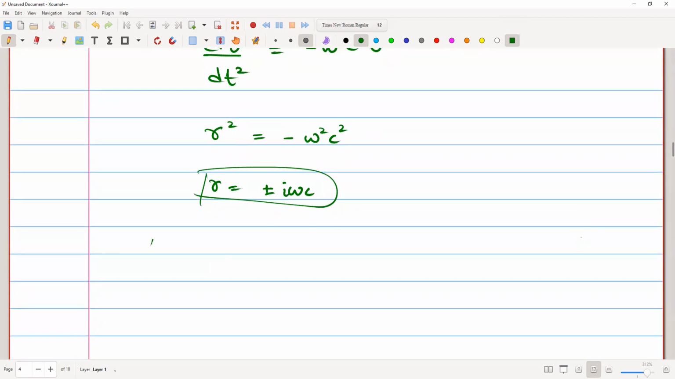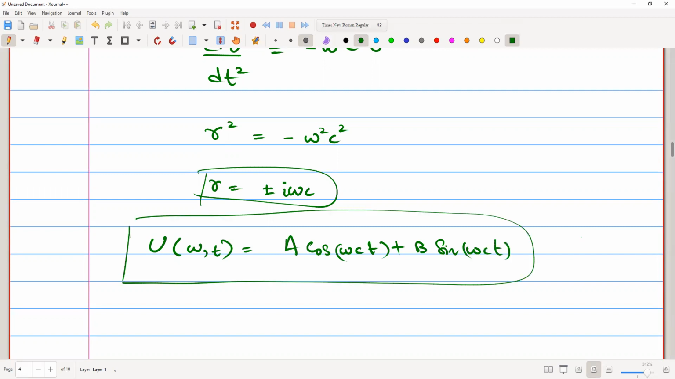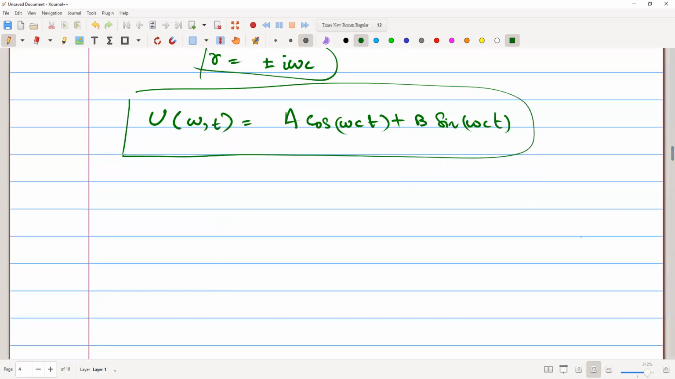So we can write u of omega comma t equals A cosine omega c t plus B sine omega c t. Now, what we need to do is apply the initial conditions that are given.